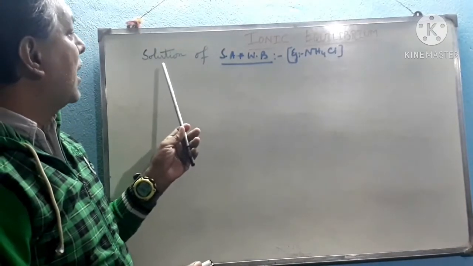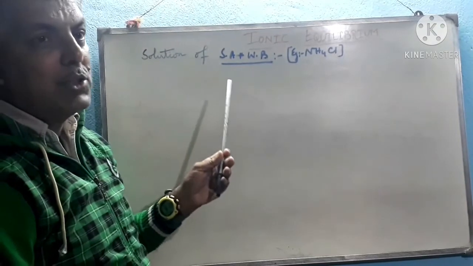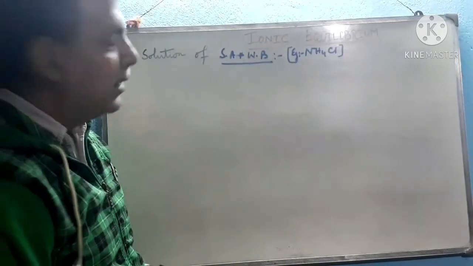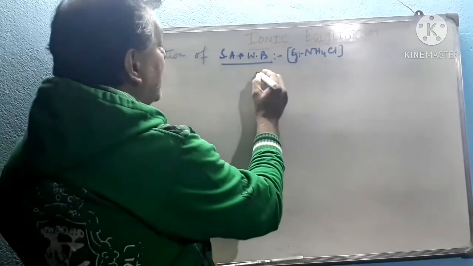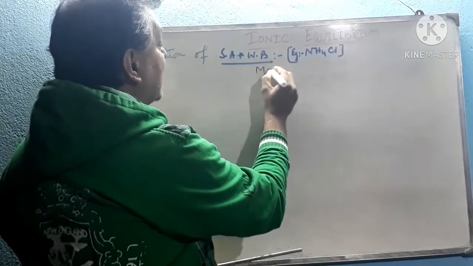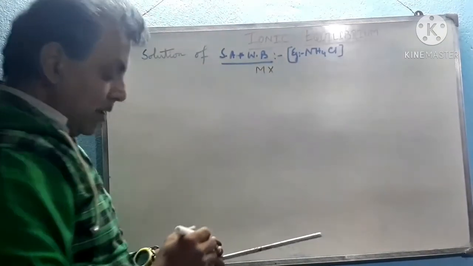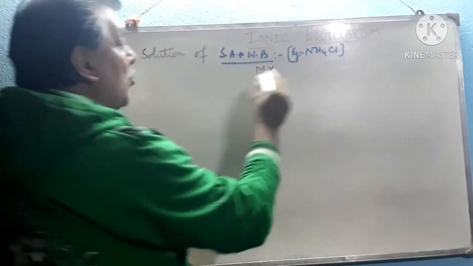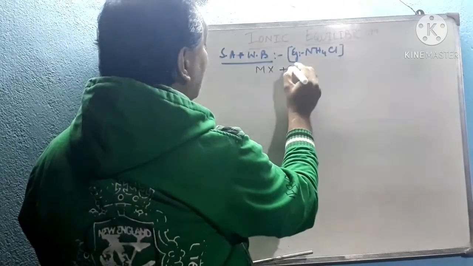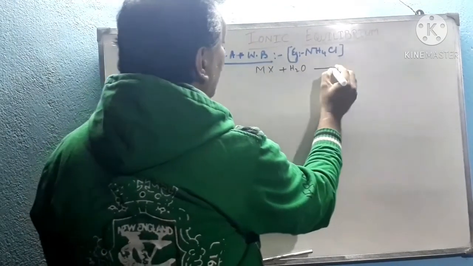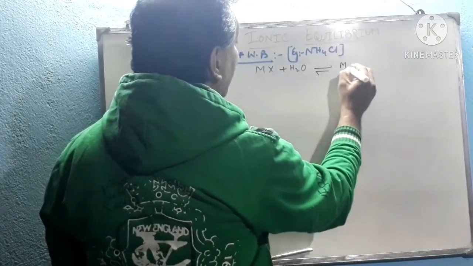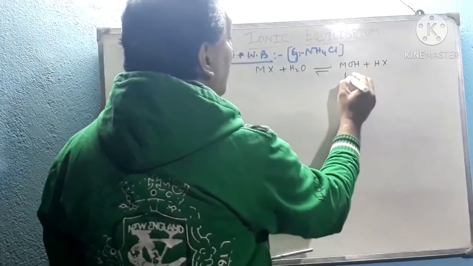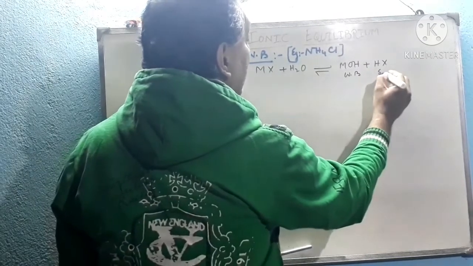Now I am giving the explanation of the pH of a solution containing a salt of a strong acid and weak base, just like ammonium chloride. Suppose MX is such a type of salt, M plus X minus, because we know that it is a salt of a strong acid and weak base. So in its aqueous solution, it dissociates to form MOH plus HX. It is a weak base, but it is a strong acid.